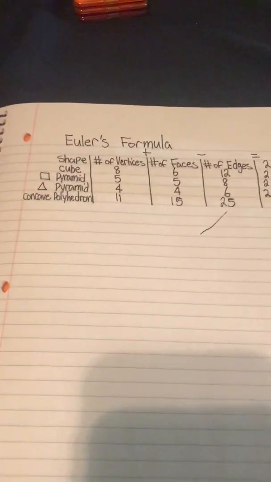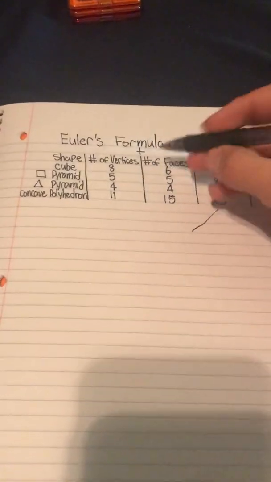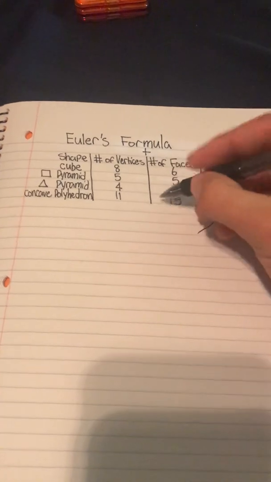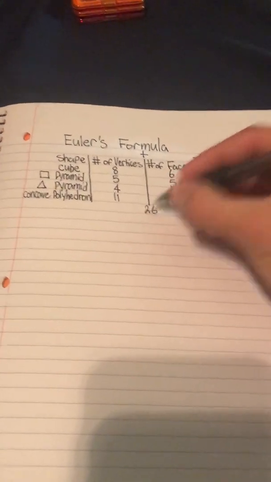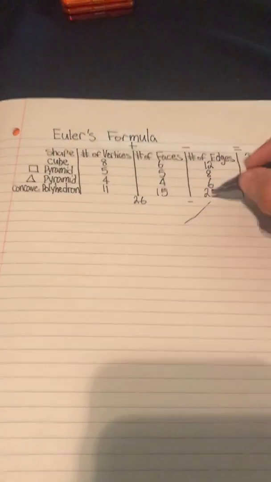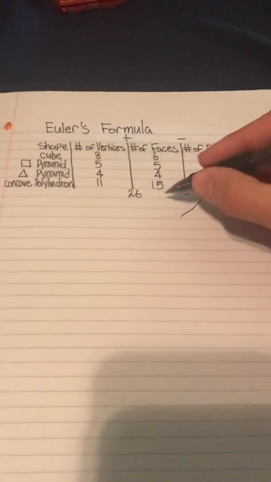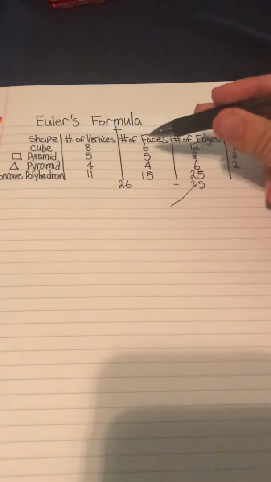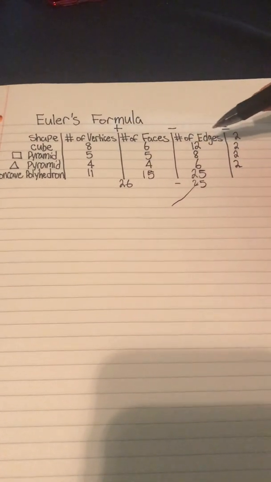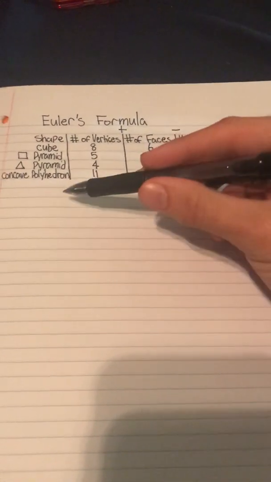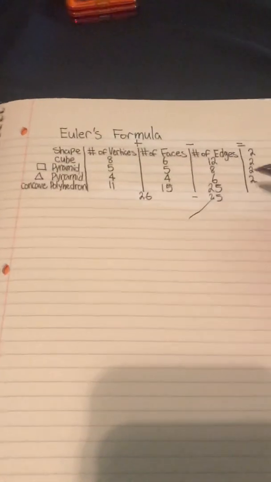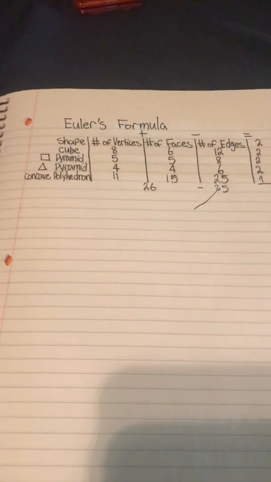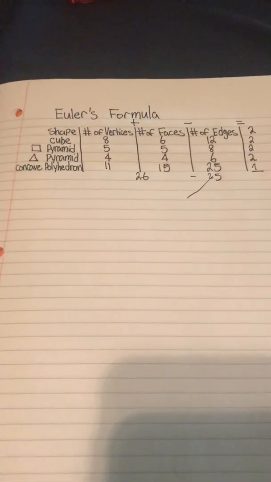And then to show how Euler's formula doesn't always work, you add the number of vertices plus the number of faces, which in this case, 11 plus 15, that's going to be 26. And then you subtract the number of edges, which is 25. And Euler's formula says that after you add the number of vertices plus the number of faces minus the number of edges, you should get 2. But in this case, with the concave polyhedron, you end up with 1. So that shows how some polyhedrons don't work with Euler's formula.